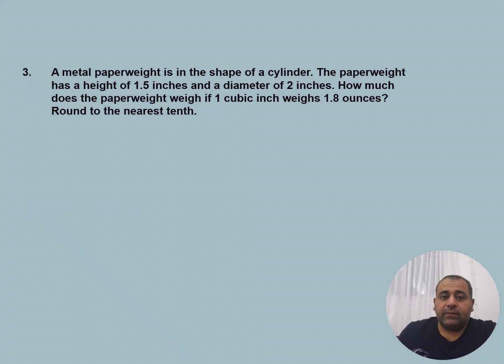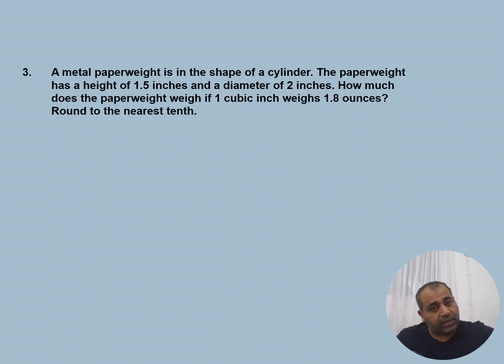In this one, after we find the volume, you should multiply the result by 1.8 or divide by 1.8. Who can say, Mister? The metal paperweight is in the shape of a cylinder. The paperweight has a height h of 1.5 and a diameter of 2. From this, the radius is 1, not 2.